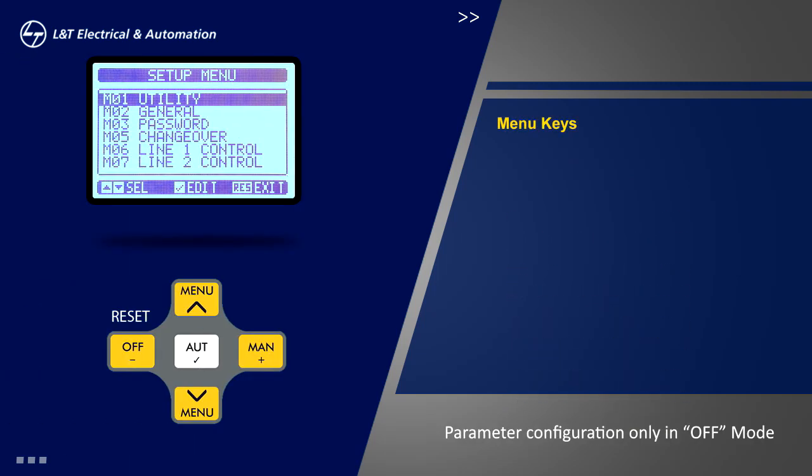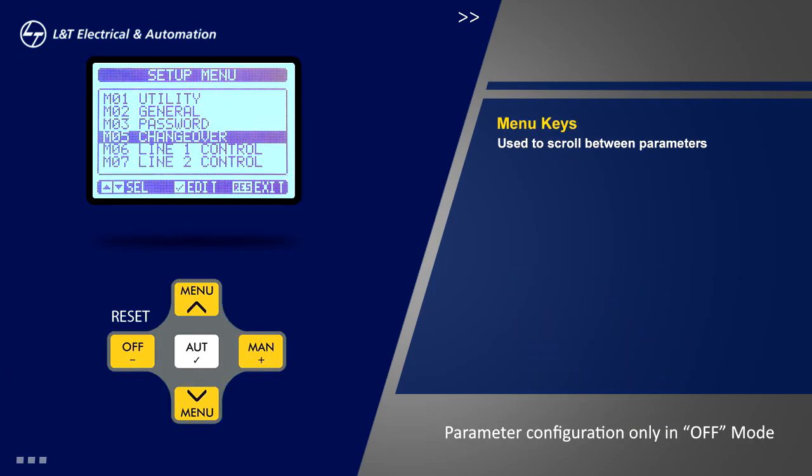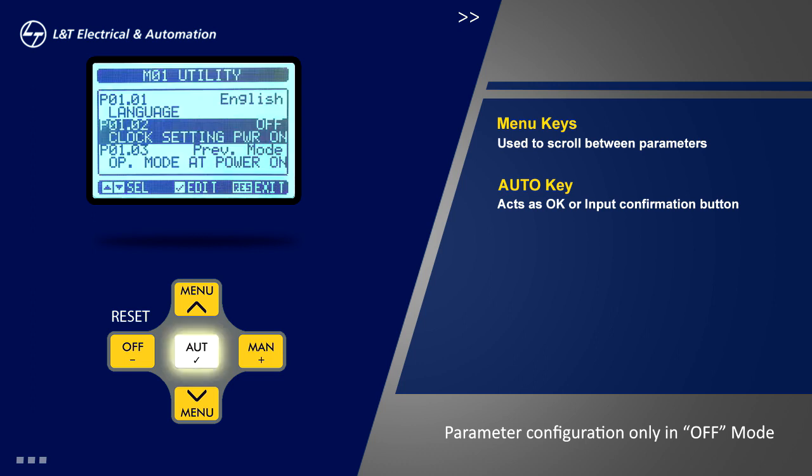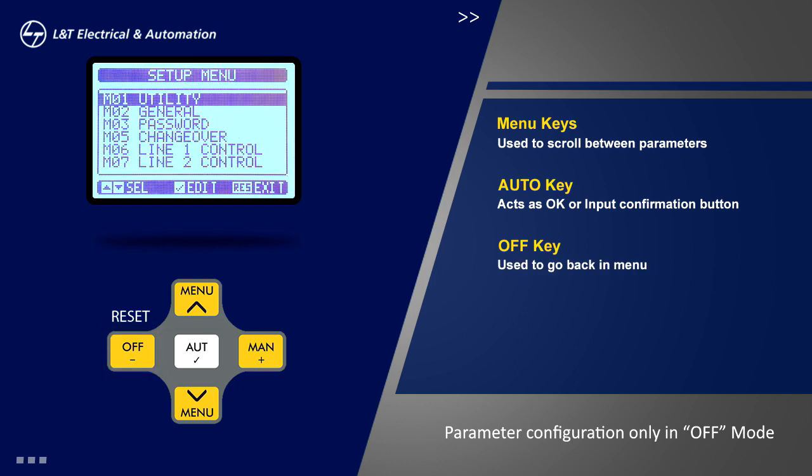The other two are menu keys, which are also used to scroll between parameters. The auto key at the center also acts as OK button or input confirmation button. The off key is used to go back in menu.